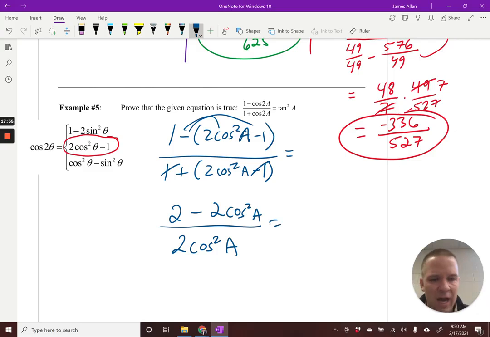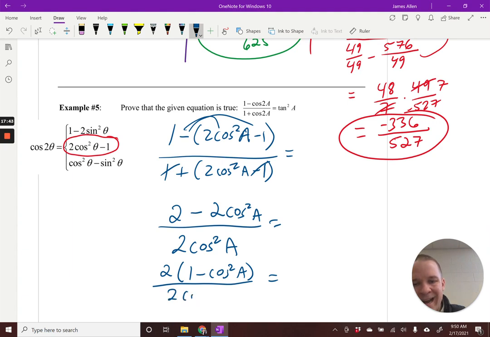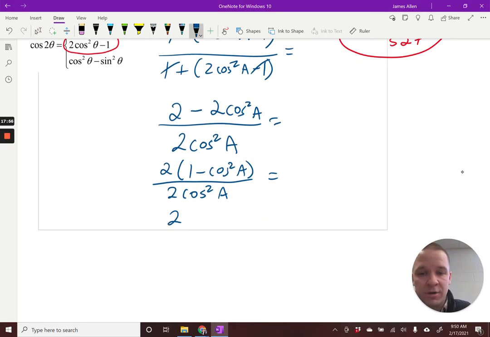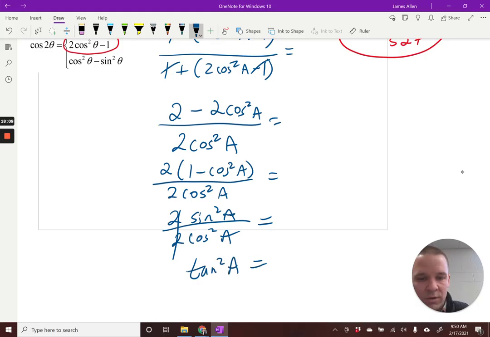I've got 2 2's. I'm going to factor that out in the numerator. 2 times 1 minus cosine. Oh, snap. Do you see what I am seeing? I sure hope so. 1 minus cosine squared A is a rearranged Pythagorean identity. So that is going to be sine squared A. Let's substitute it in. So now I have 2 sine squared A in that numerator over 2 cosine squared A equals, cancel those bad boys, and I'm left with tangent squared A equals tangent squared A.